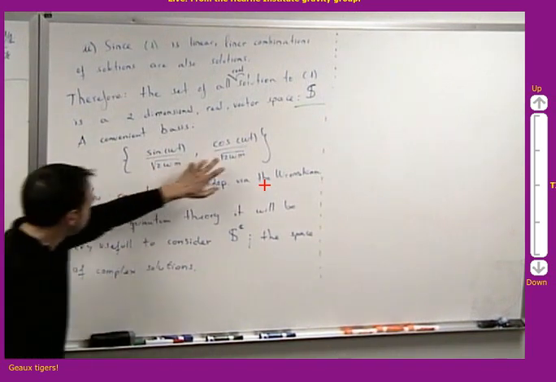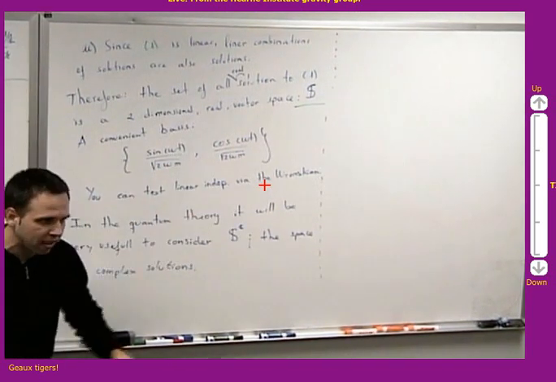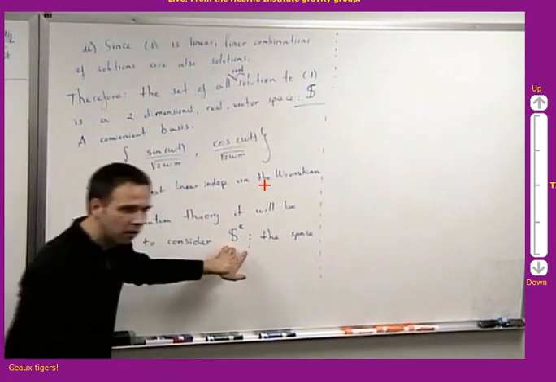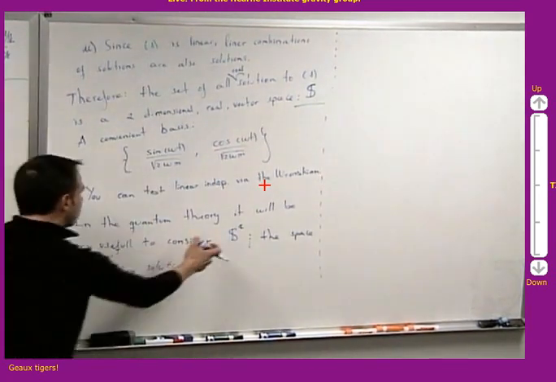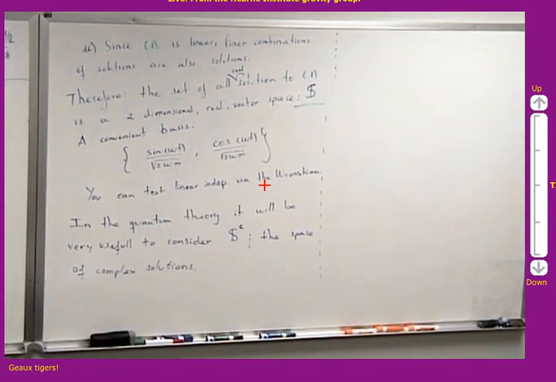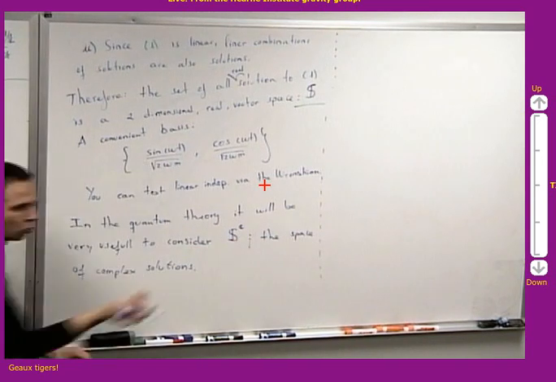Just take these guys and do all possible complex linear combinations, so linear combinations with complex coefficients. All possible linear combinations of these two elements with complex coefficients is what we define as the space of complex solutions.